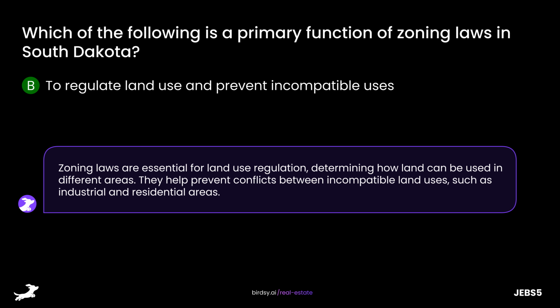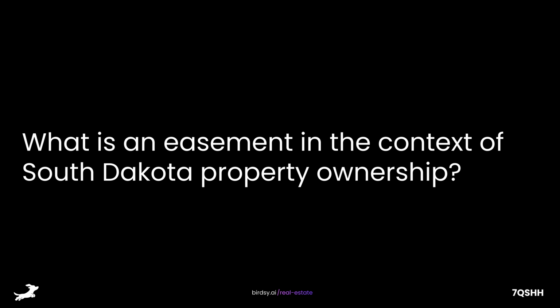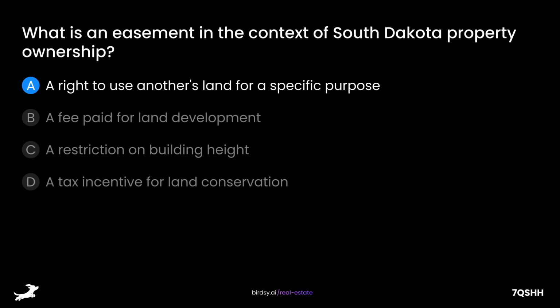Zoning laws are essential for land use regulation, determining how land can be used in different areas. They help prevent conflicts between incompatible land uses, such as industrial and residential areas. What is an easement in the context of South Dakota property ownership? Is it A, a right to use another's land for a specific purpose, B, a fee paid for land development, C, a restriction on building height, or D, a tax incentive for land conservation?